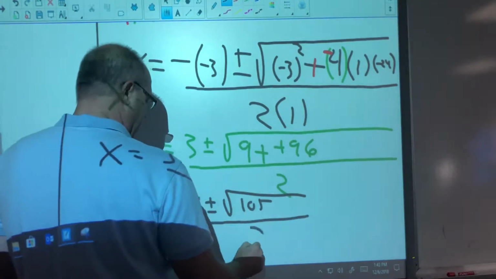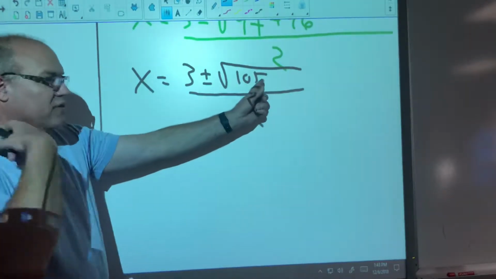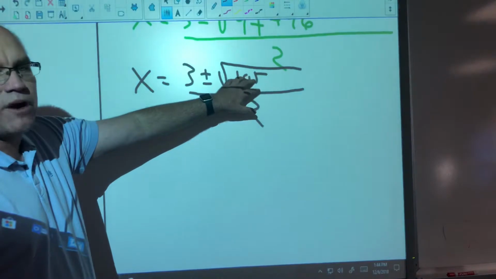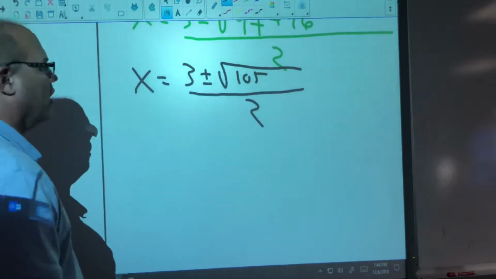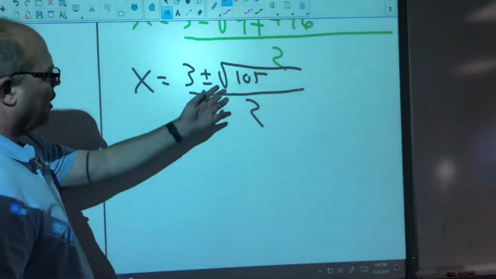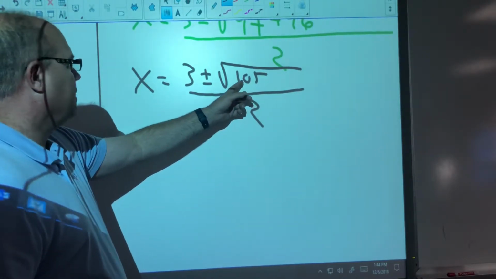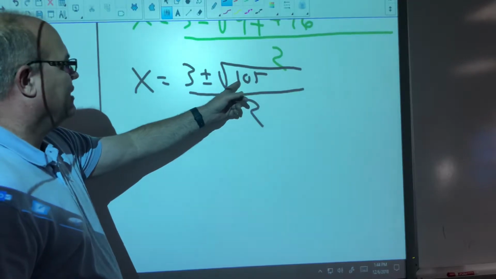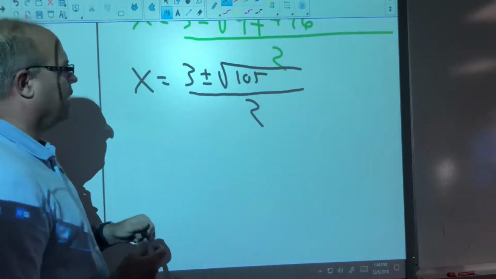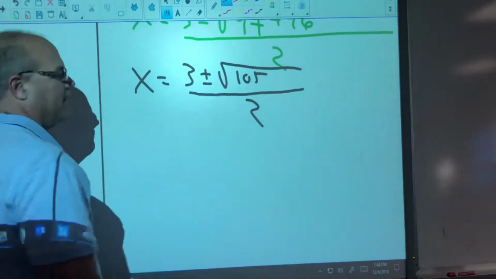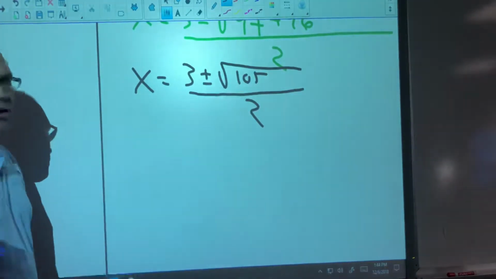All over 2. All right, now we have to ask ourselves, it's going to want you to simplify the square root, if you can, as a simplified root. So, do any perfect squares go into 105? 4, no. 9, no. 16, 25, 36, 49, 64, 81, no. So this is simplified right now, so we would be done. x equals 3 plus or minus the square root of 105, all over 2.